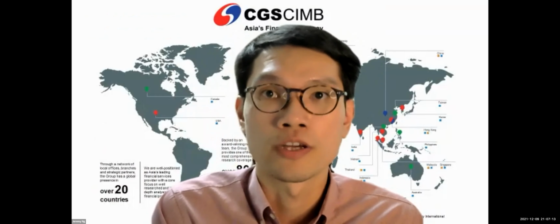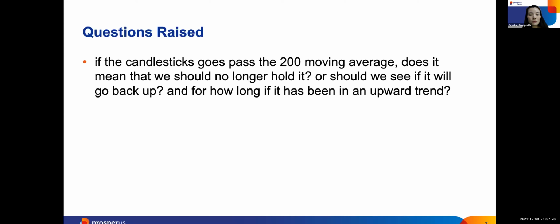Shall we take a look at the next question? If the candlesticks go past the 200 moving average, does it mean that we should no longer hold it, or should we see if it will go back up, and for how long it has been in an upward trend?